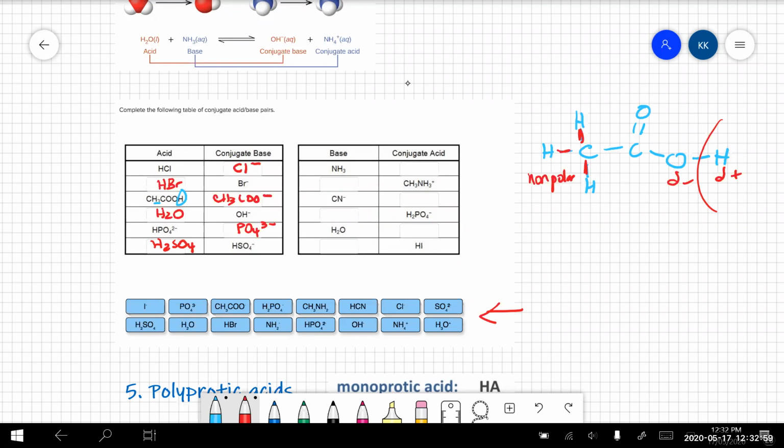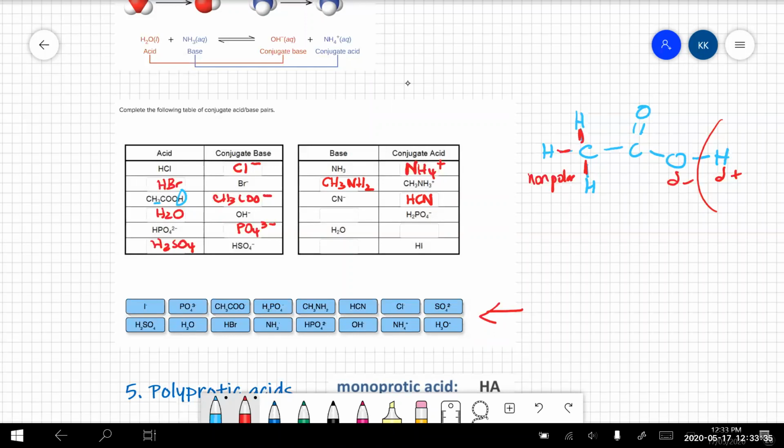HSO4 minus, if you go up by a hydrogen and up by a charge, you get H2SO4. Over here, NH3, to find its conjugate acid, to go from the base to the acid, you add a hydrogen. So it's going to be NH4 plus, and you go up by a charge. CH3NH3 plus, to get back to the base, you're going to need to lose a hydrogen and go down by one charge, so you're going to end up with CH3NH2. CN minus, to go over to the acid, you're going to have to go up by a hydrogen and up by a charge.